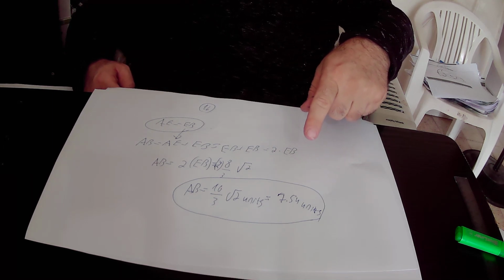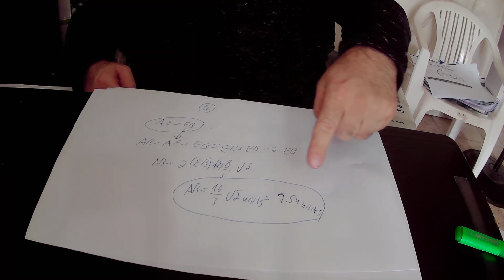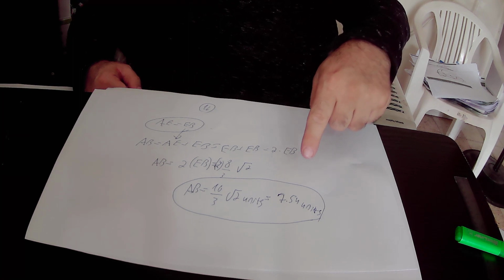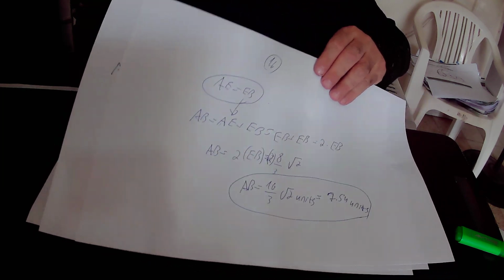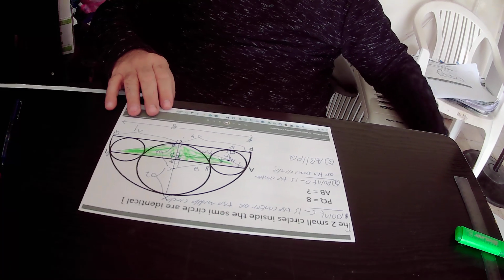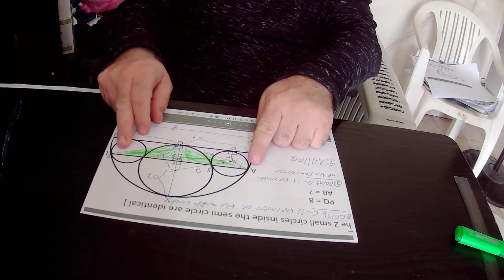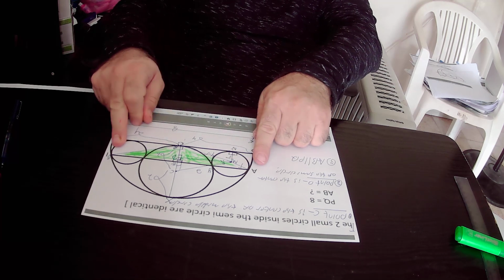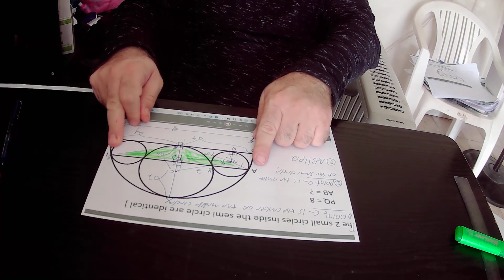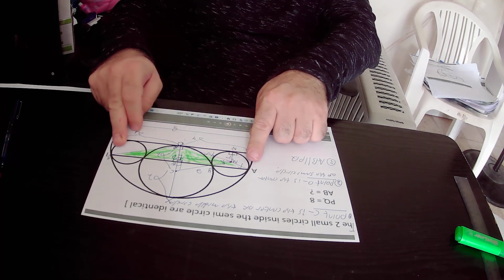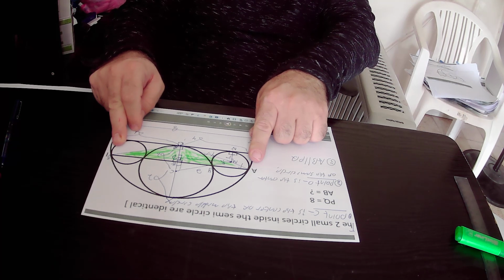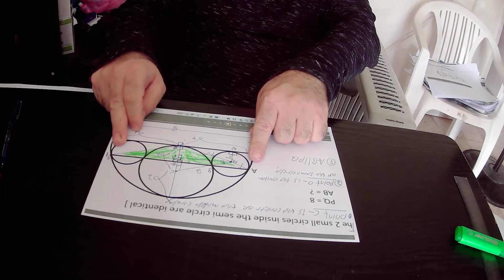Or in terms of numbers, the size of chord AB equals 7.54 units. I will repeat again. The size of this line segment AB, this chord AB, equals either 16 over 3 times square root of 2 units, or in terms of numbers, 7.54 units.